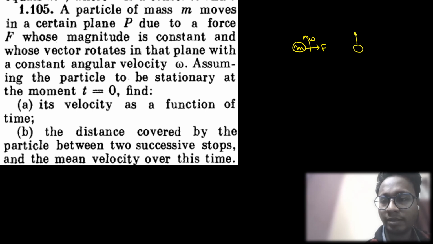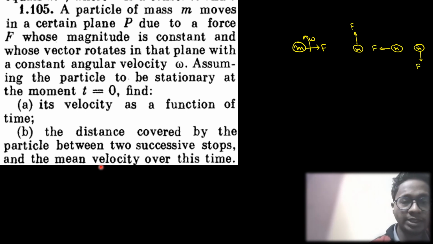After some time, the force will act in the left direction. After some time, the force will act in the downward direction. The magnitude of the force will be the same. The question is asking to find the velocity as a function of time, provided we know that at t equals 0, the particle was at rest. That means at t equals 0, v equals 0.